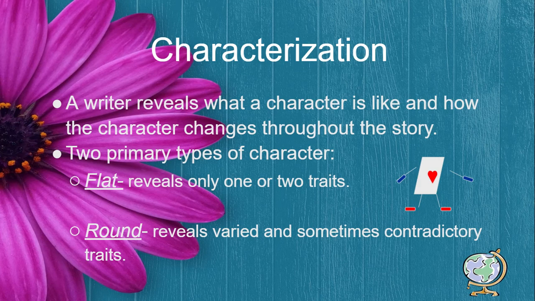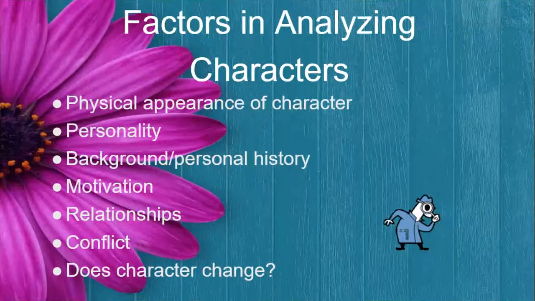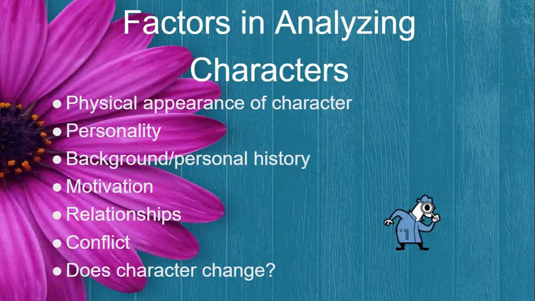Characterization is when a writer reveals what a character is like and how the character changes throughout the story. Two primary types of character: flat, reveals only one or two traits. Round, reveals varied and sometimes contradictory traits. Factors in analyzing characters: physical appearance of character, personality, background or personal history, motivation, relationships, conflict. Does the character change throughout the story?